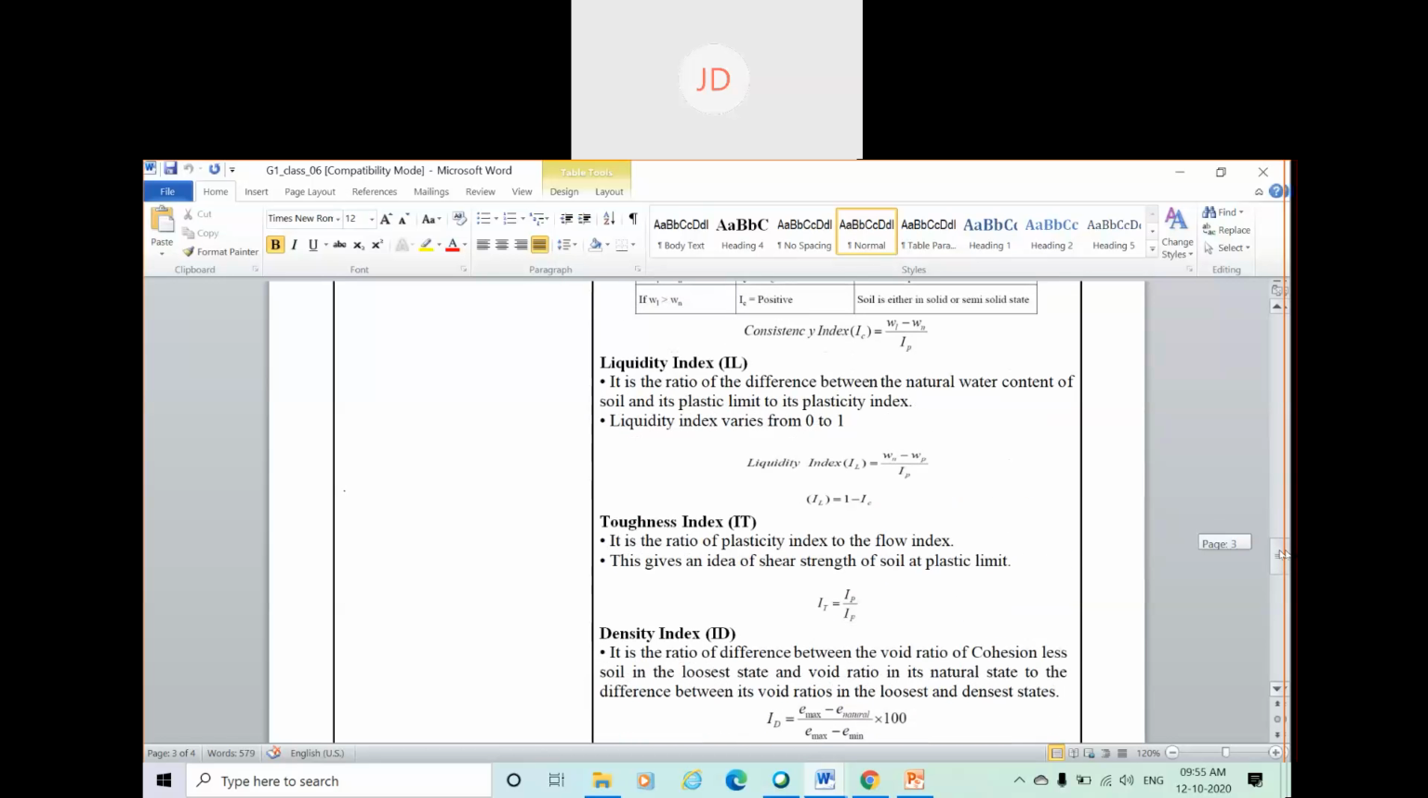Then liquidity index. So it is almost similar, you can say. So here small differences are there. Liquidity index is denoted by IL, and it is a ratio of the difference between the natural water content and the plastic limit to the plasticity index.